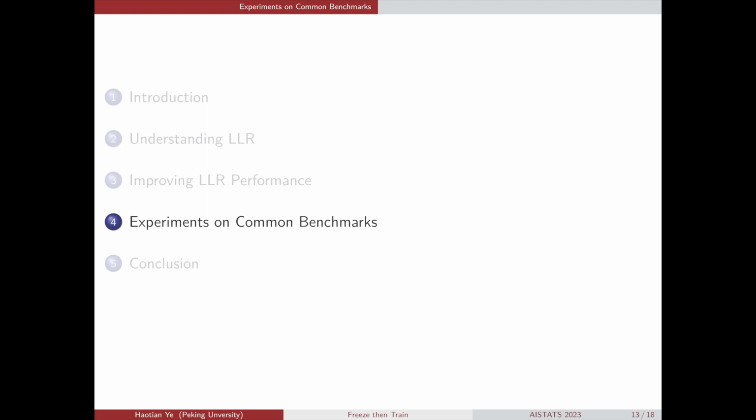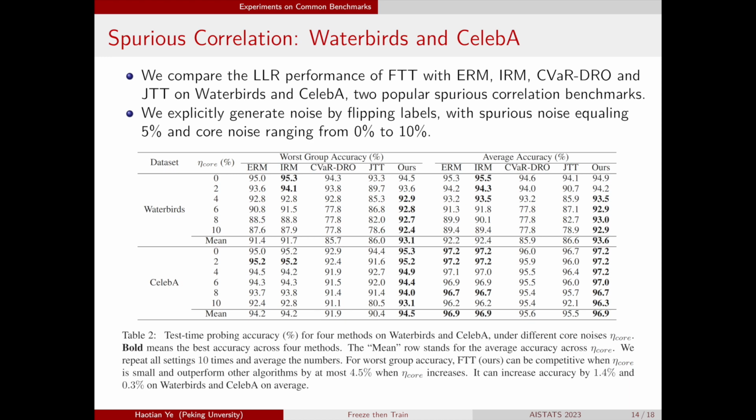We next systematically test FTT on various popular benchmarks to show the value of our algorithm. We first test FTT on Spurious correlation benchmarks. We compared the LR performance of FTT with ERM, IRM, and DRO, as well as JTT on two popular benchmarks, Waterbirds and CelebA. To study the influence of noise, we explicitly generate noise by flipping labels, with Spurious noise equal to 5%, which remains unchanged, and core noise ranging from 0% to 10%. As you can see from the table, when the core noise is small, all algorithms perform quite well. However, when the core noise gradually increases and becomes larger than the Spurious noise, the performance of other algorithms degrades much, but FTT maintains quite good accuracy, thanks to the help of this unsupervised learned feature.